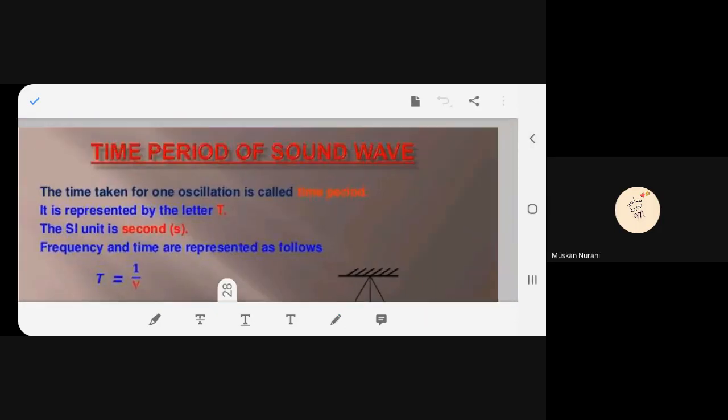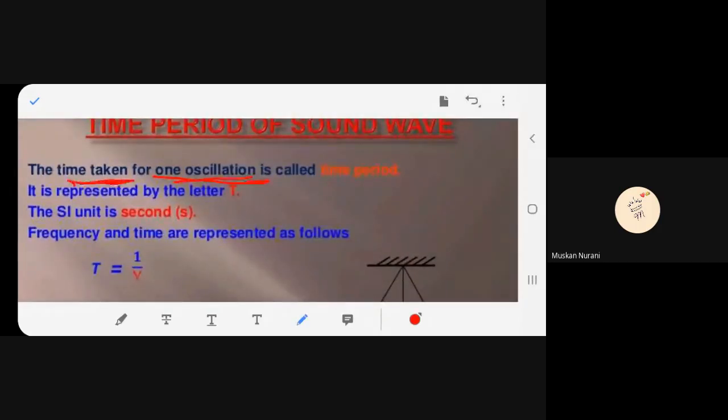Now what is time period? For one oscillation, the time taken is called time period. Capital T is the time period. The unit is second, that is s. Now let's find out the relation between frequency and time period. Just now I taught you that they are inversely proportional, hence T is equal to 1 upon nu. If it were directly proportional, then it would be T equal to nu, but it's not directly proportional. So I write T is 1 upon nu. You understand? This is called inversely proportional. You understood or not?